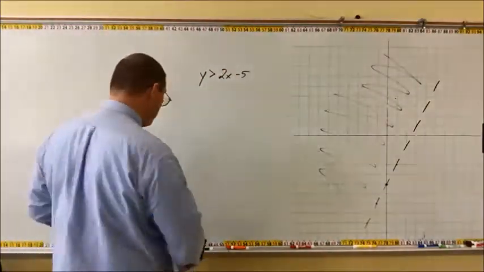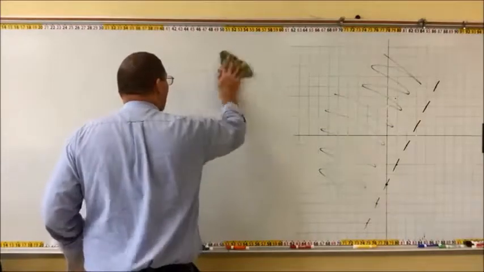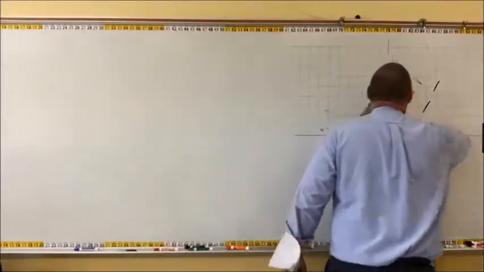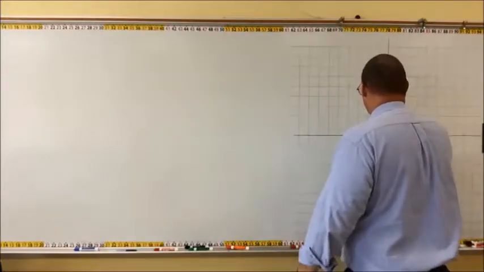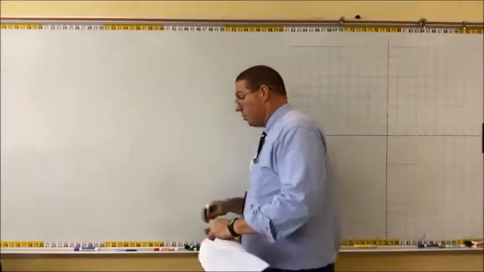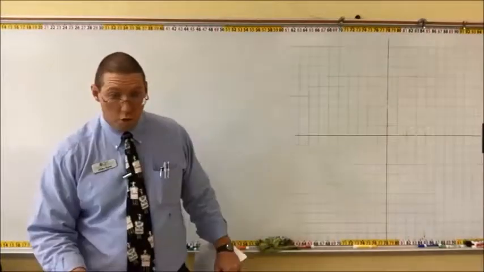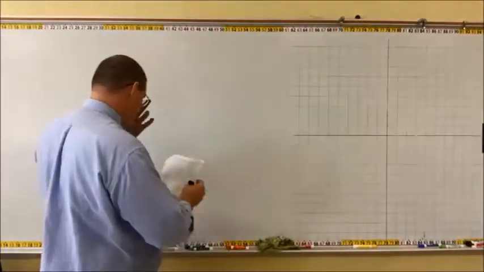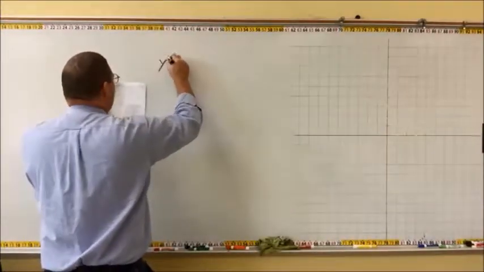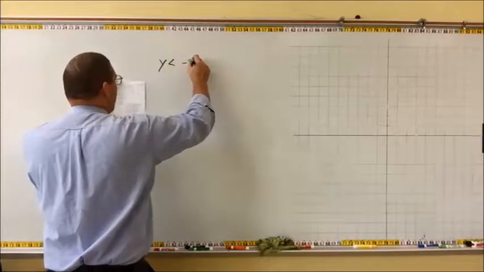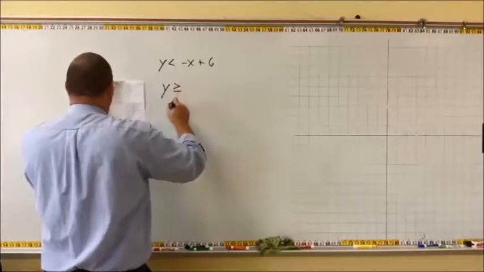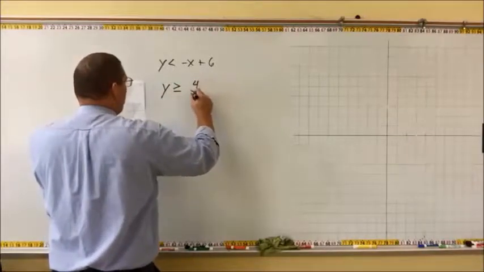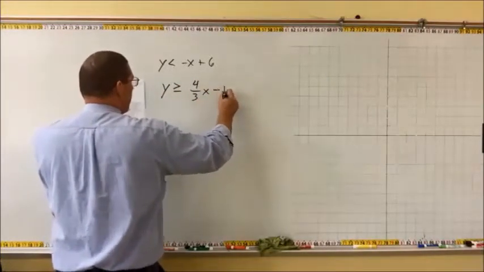One left, question number 28. Question 28 wants you to graph a system of linear inequalities, which is basically a system of linear equations with shading. Okay? So let's see here. We have y is less than negative x plus 6, and y is greater than or equal to 4/3 x minus 1.